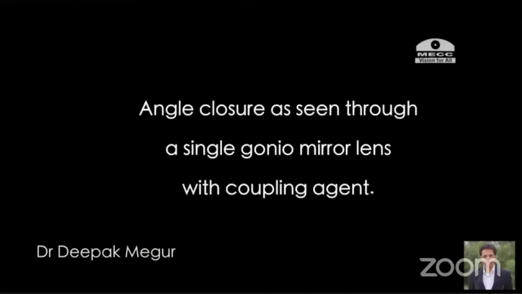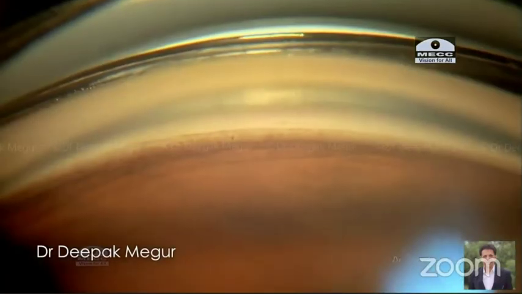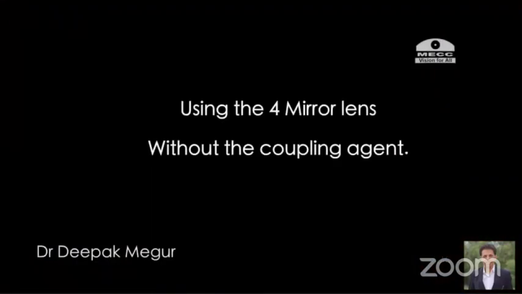Now let's try to understand how the appearance of the angle is when we view it through different lenses. Now this is an eye with an angle closure. I'm seeing it through a single mirror lens with a coupling agent. The angle is narrow and the pigmented trabecular meshwork is rarely seen as the mirror is rotated in all the four quadrants. Now let us examine the same angle with a 4-mirror lens without using any coupling agent.